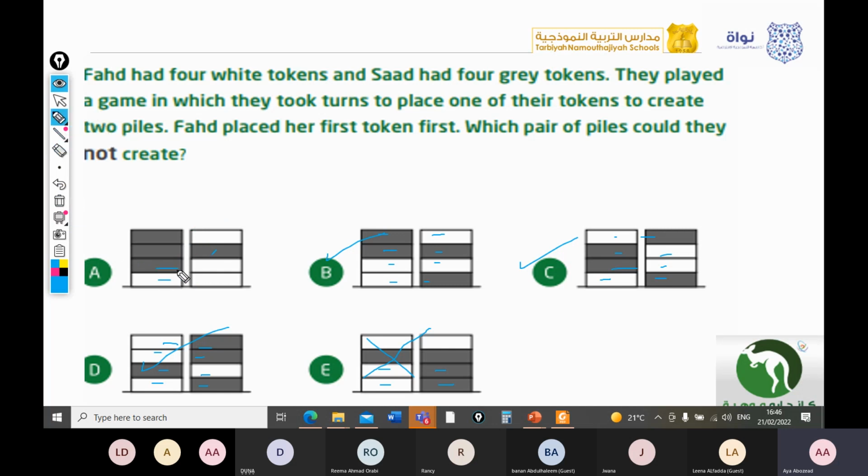1 white, 1 gray. Okay? Yes. 1 white, 1 gray. Is it okay? Yes. 1 white, 1 gray. So it's about turn. But on here, 1 white, 1 gray. Where will I put the white? So it's not about the opposite, it's about the turn. Okay. Any other questions? No. Okay, let's continue.